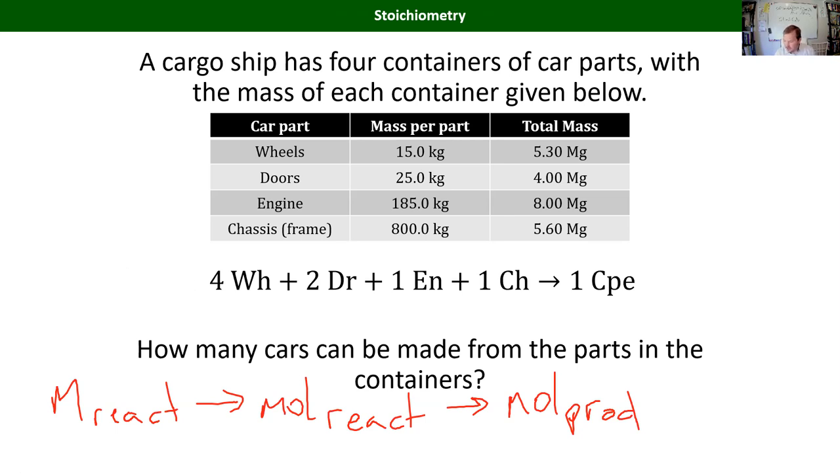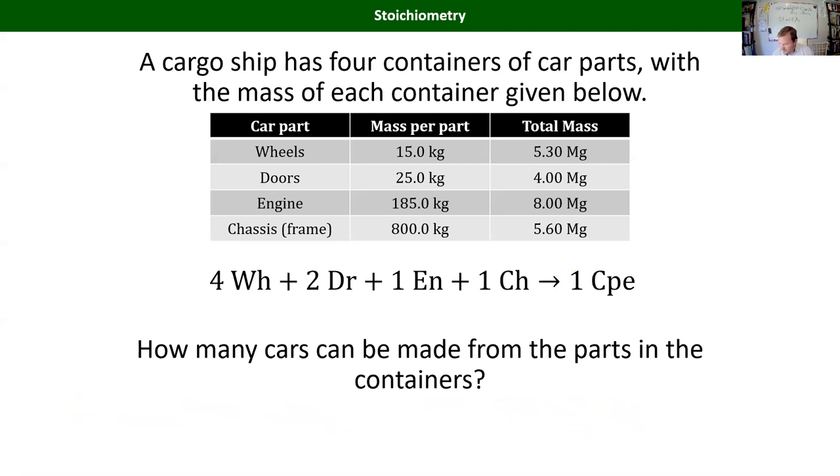The stoichiometry is taking the coefficients to write a conversion, 2 doors equals 1 car. That's stoichiometry. Getting to moles, or getting from moles to a mass at the end, is the only way that it gets more complicated. Really all we're doing is adding a step where we have to convert from a mass to moles. So if we have a bunch of containers, and we want to know how many cars we can make.